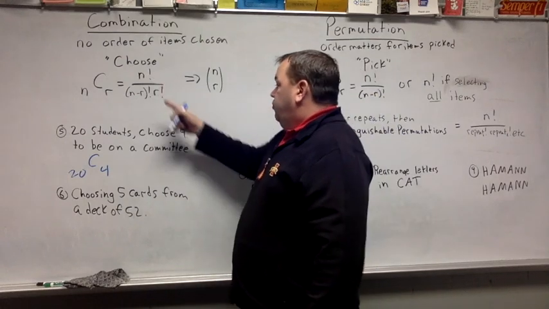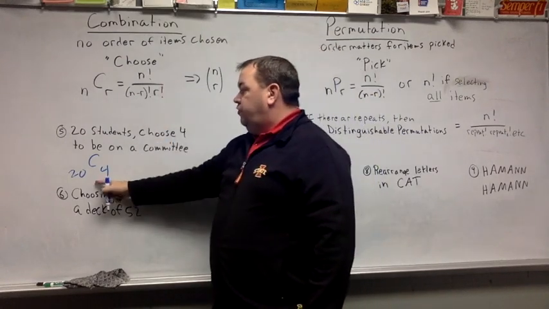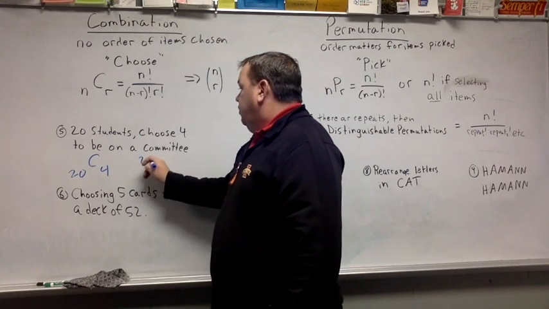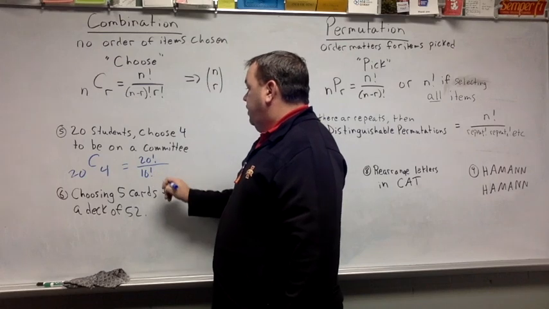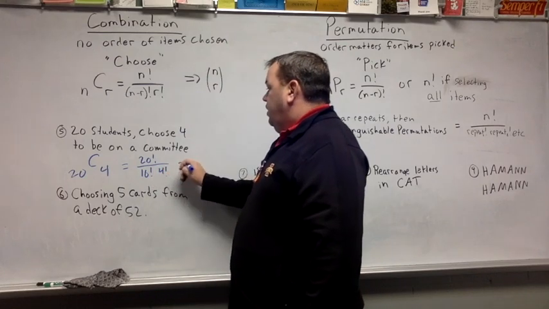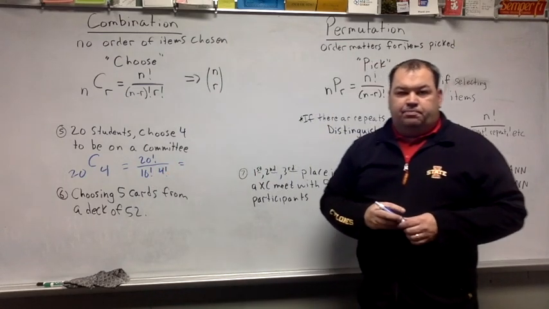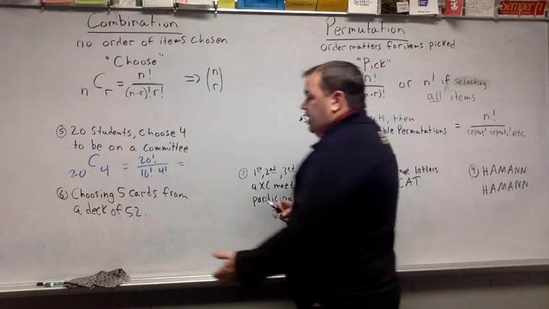Now, I can certainly work through this. I can plug this into my calculator to figure out what this is. I have a 20 factorial, I have a 16 factorial, and I have another 4 factorial, and I can calculate that out. Another example of a combination.